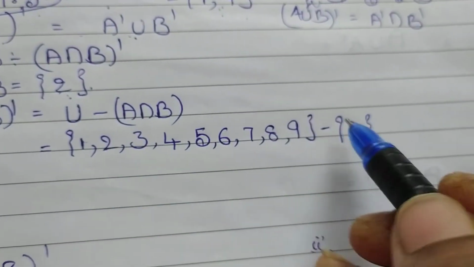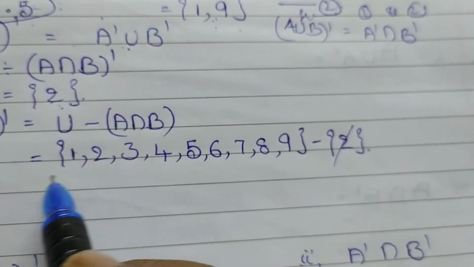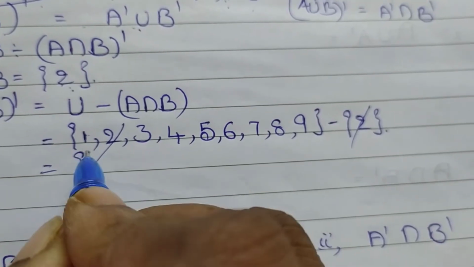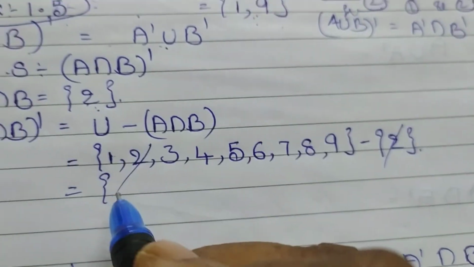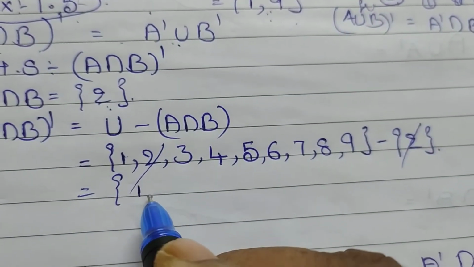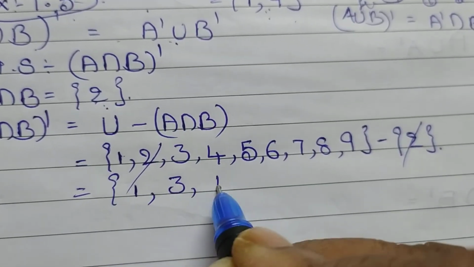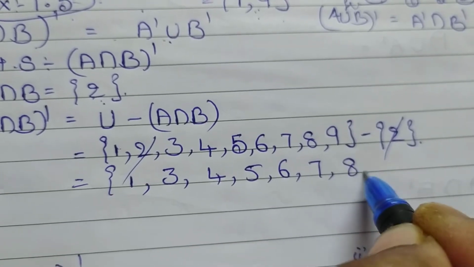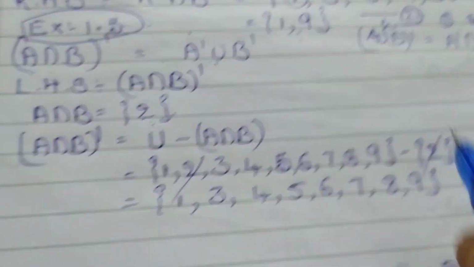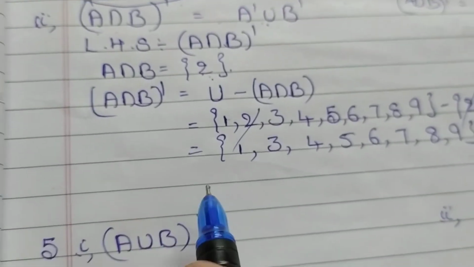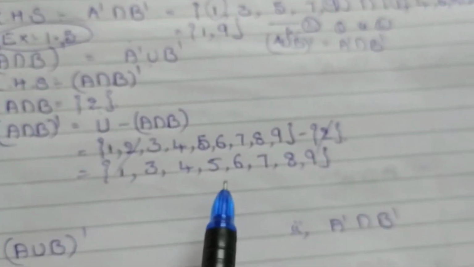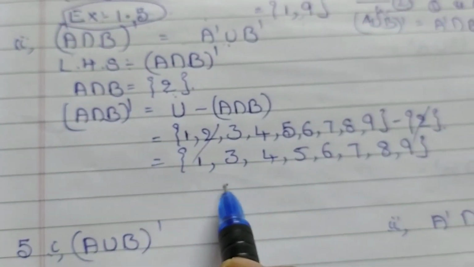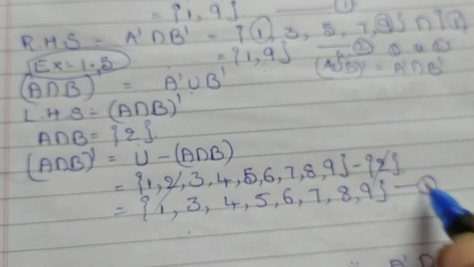Now coming to this. Subtracting means whichever are common will be removed, and the remaining elements in the first set will be entered in the difference. So 1, 3, 4, 5, 6, 7, 8, 9. We got (A intersection B) complement like this. So let it be equation 1.